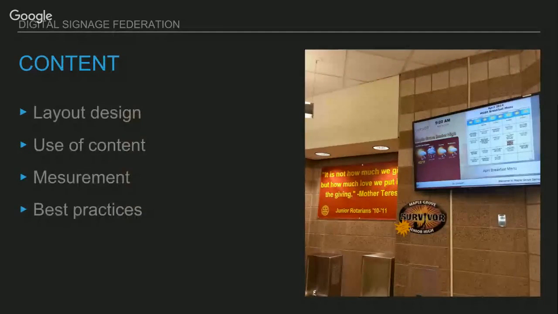We've broken the conversation down into four areas, grouping a lot of the questions that are coming in. First is going to be layout design, then we're going to talk about uses of content, a little bit about measurement, and then I lumped a lot of the other things together into what I'll call best practices.